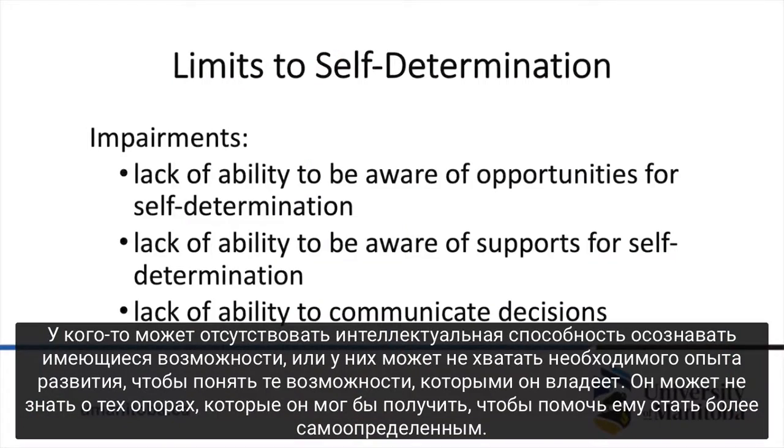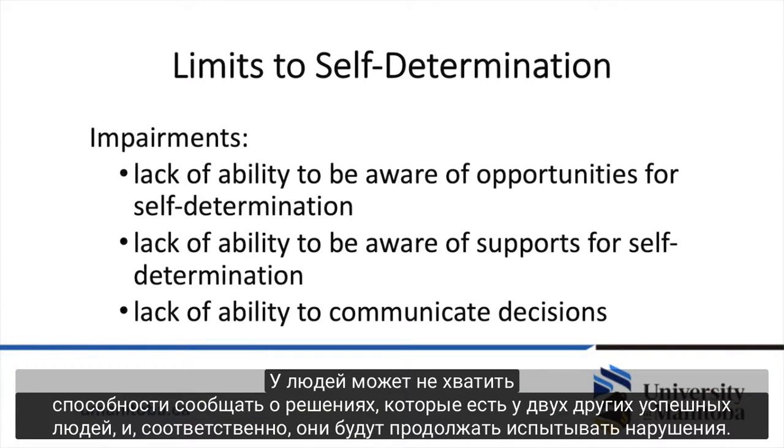Impairments, intellectual impairments or physical impairments can also get in the way of self-determination. Someone may lack the ability intellectually to be aware of the opportunities that there are, or they may lack the requisite developmental experiences to understand those opportunities. They may not be aware of the supports that they could marshal to assist them to become more self-determined. And they may lack the ability to communicate the decisions that they have to other people successfully.